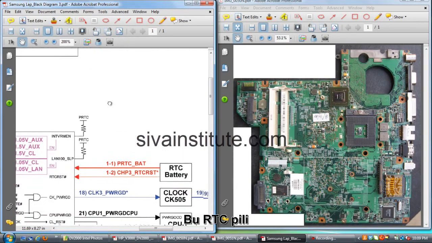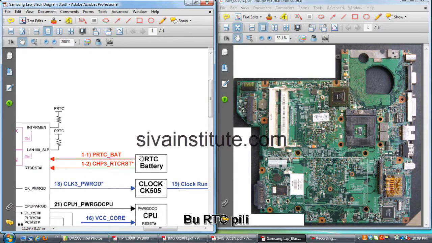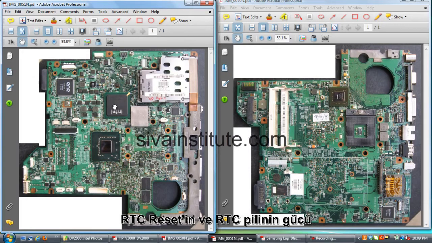First, number 1, this is the RTC battery. From this, voltage goes to the ICH supply. This voltage goes to the ICH, and the RTC reset voltage also goes to the ICH. This is the ICH. Battery voltage and RTC reset voltage go to this ICH.